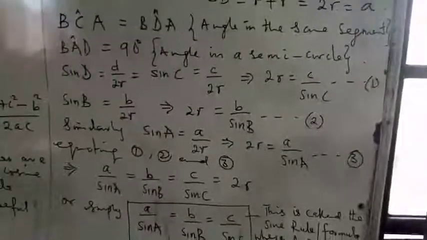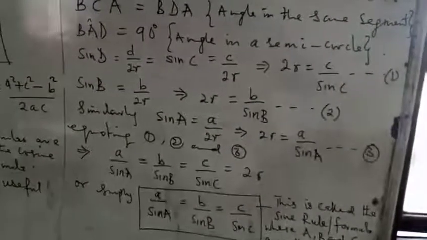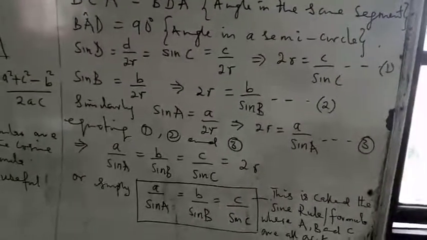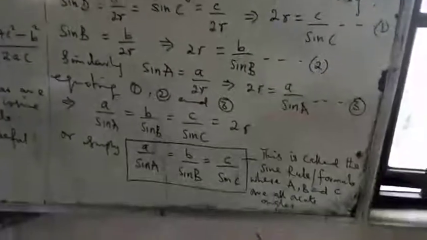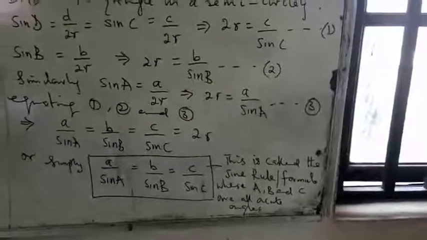So if we combine equations 1, 2, and 3, a over sine A equals b over sine B equals c over sine C equals 2R. Or we can write it as a over sine A equals b over sine B equals c over sine C. This is called the sine rule or formula, where A, B, and C are all acute angles.